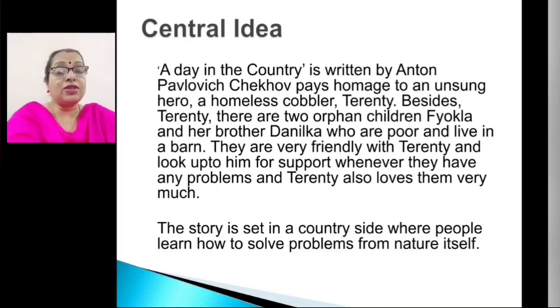In a nutshell, let us have the central idea of the story. A Day in the Country is written by Anton Pavlovich Chekhov. He pays homage to an unsung hero, a homeless cobbler, Terenti. Besides Terenti, there are 2 orphan children, Foykla and her brother Danilka, who are poor and live in a barn. They are very friendly with Terenti and look up to him for support whenever they have any problems, and Terenti also loves them very much. The story is set in a countryside where people learn how to solve problems from nature itself. So now, let's start with the story.